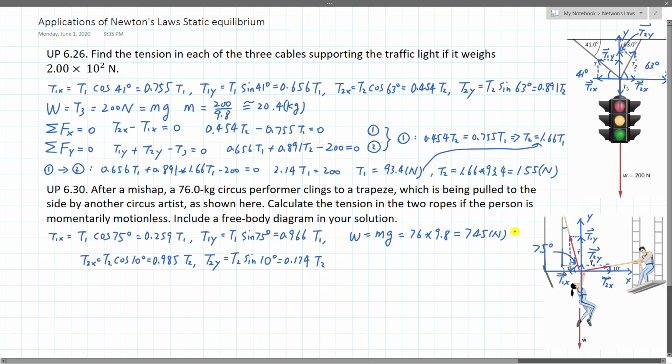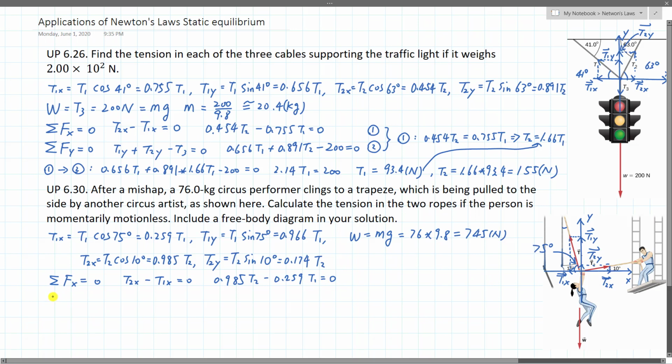Okay, so we'll do the same exact argument that she was in equilibrium. So net force on her in x direction is 0. So what forces are in x? T2x in the positive x, T1x in the negative x. So T2x minus T1x equals 0. And T2x is this, right? So it's 0.985 T2 minus T1x is this, 0.259 T1 equals 0. Again, we can't really solve it.